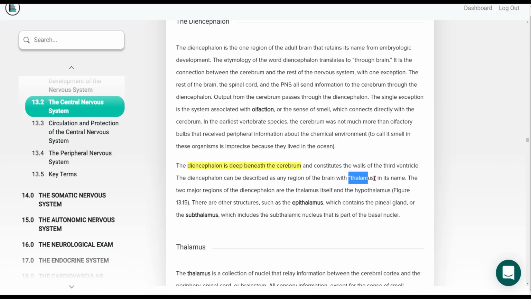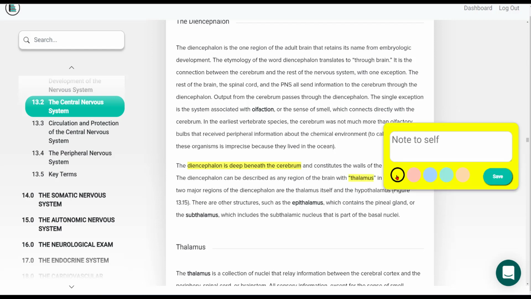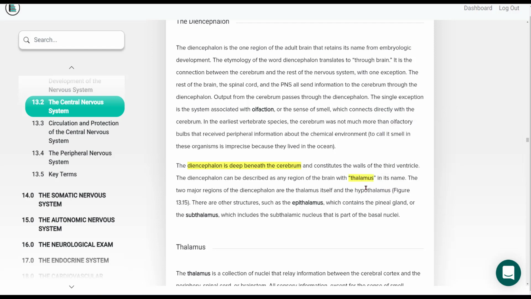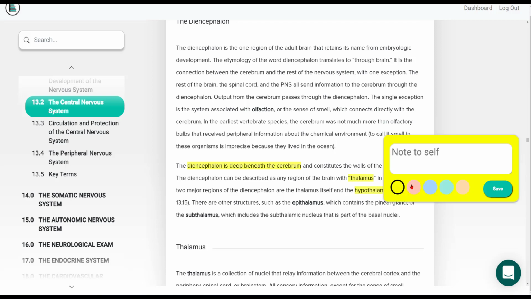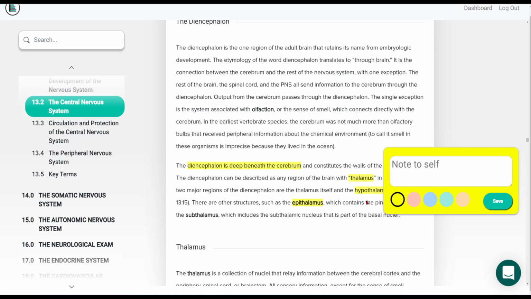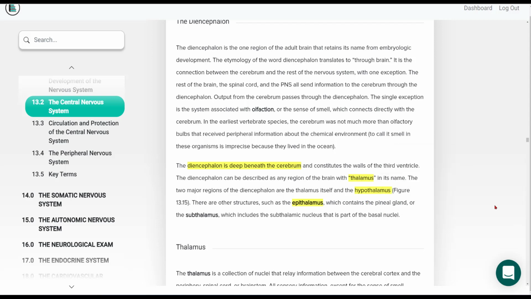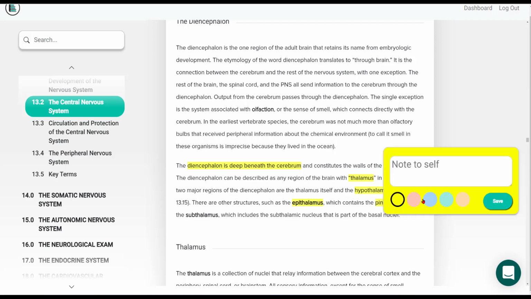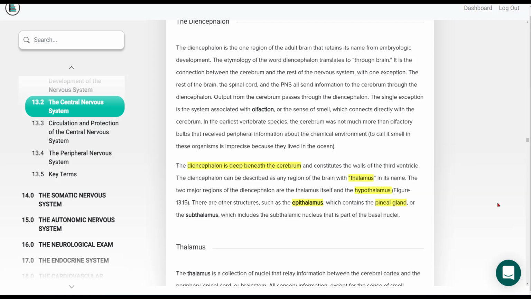There is the thalamus, there is the hypothalamus, and there is the epithalamus. Okay, and we'll see that epithalamus is a very small area. It does contain a gland called the pineal gland, and we'll see the pineal gland again when we take a look at the endocrine system. The pineal gland is a gland found in the epithalamus.